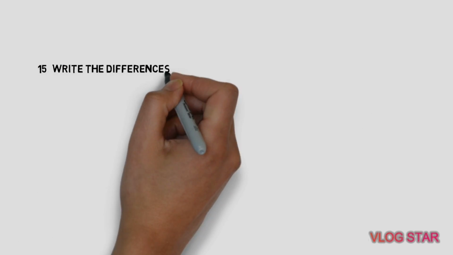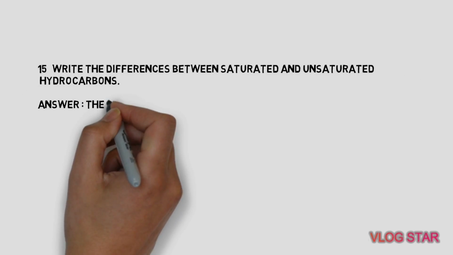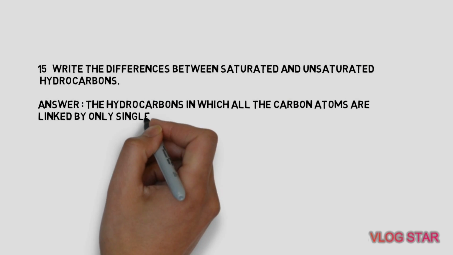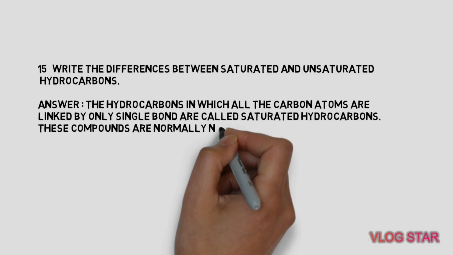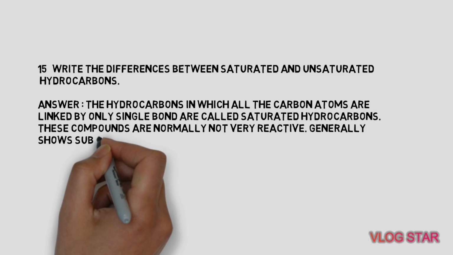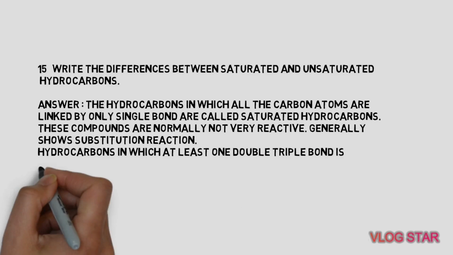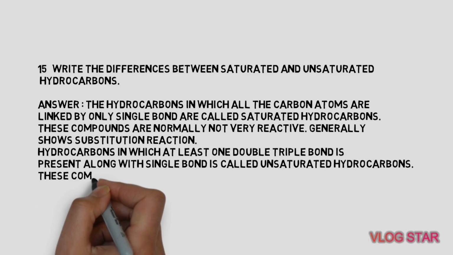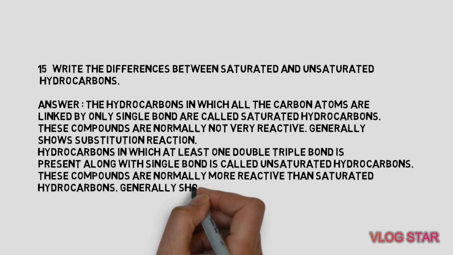15. Write the differences between saturated and unsaturated hydrocarbons. Answer: the hydrocarbons in which all the carbon atoms are linked by only single bonds are called saturated hydrocarbons. These compounds are normally not very reactive. Generally they show substitution reaction. Hydrocarbons in which at least one double or triple bond is present along with single bonds are called unsaturated hydrocarbons. These compounds are normally more reactive than saturated hydrocarbons. Generally they show addition reaction.